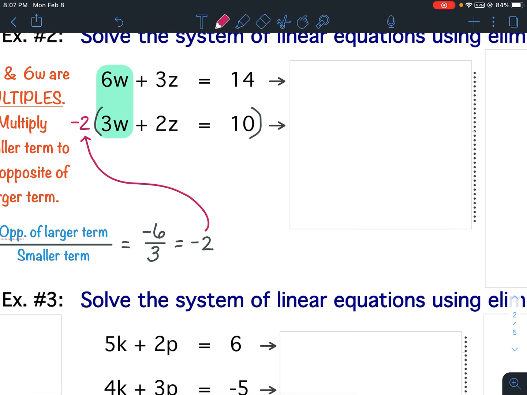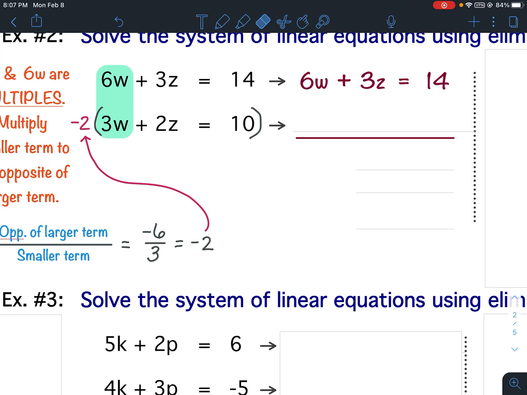So the top equation will be the same, and then when I multiply the bottom equation, I would get negative 2 times 3 would be negative 6w. Negative 2 times 2z would be negative 4z. And negative 2 times 10 would be negative 20. So pause your video and get that written down if you haven't already.